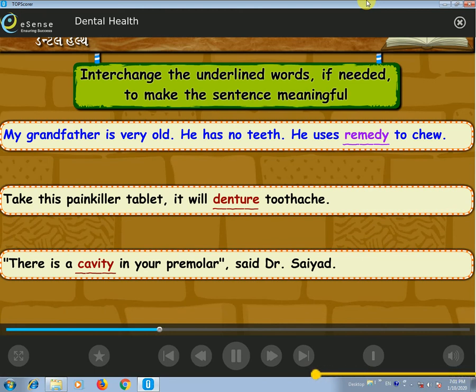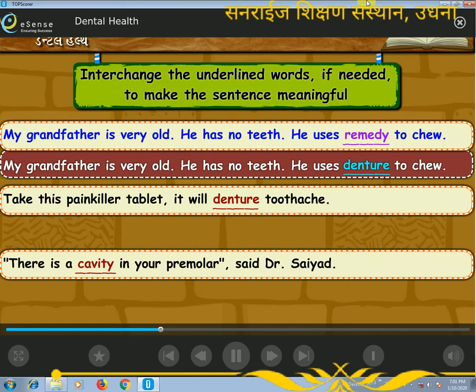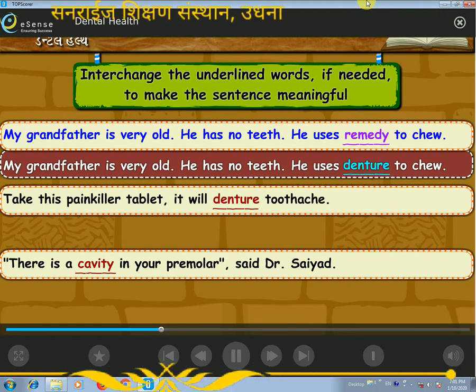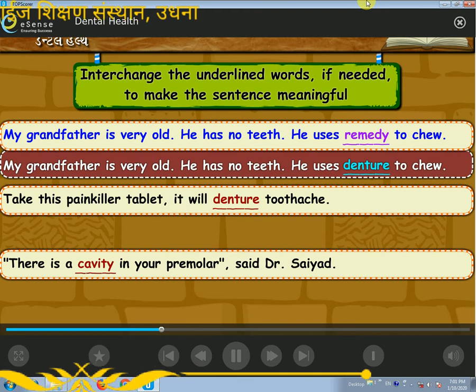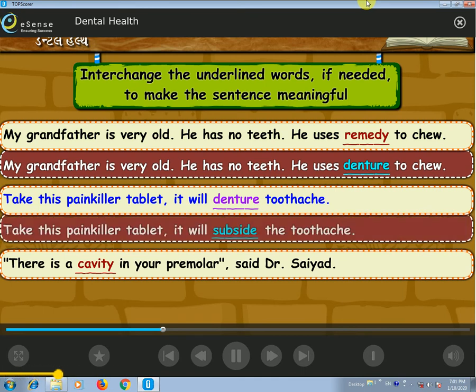Read the given sentences and, if needed, interchange the underlined words to make the sentence meaningful. My grandfather is very old. He has no teeth. He uses dentures to chew.